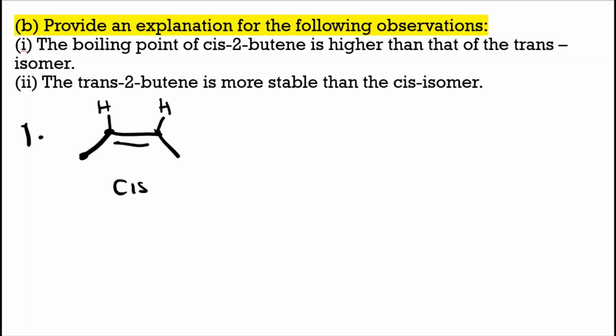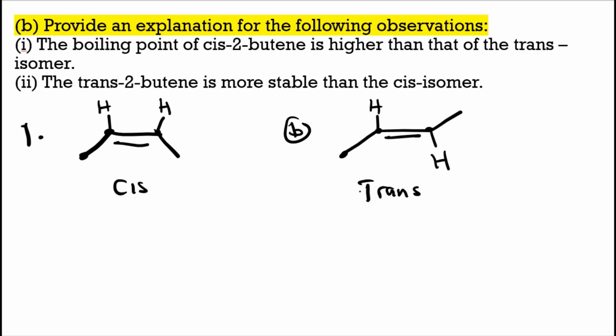The boiling point of cis-2-butene is higher than that of trans-2-butene. Trans-2-butene will be like this. Carbon number 1, number 2, number 3, number 4. So the hydrogens are on different sides here. So this is the trans configuration. Now they're asking why the boiling point of cis-2-butene, which is this compound here, is higher than that of trans-2-butene. Provide an explanation.